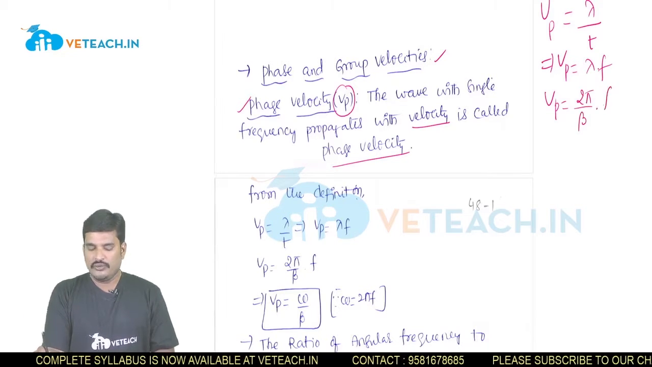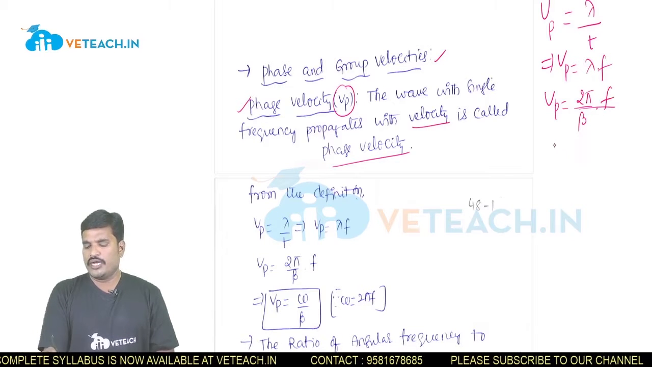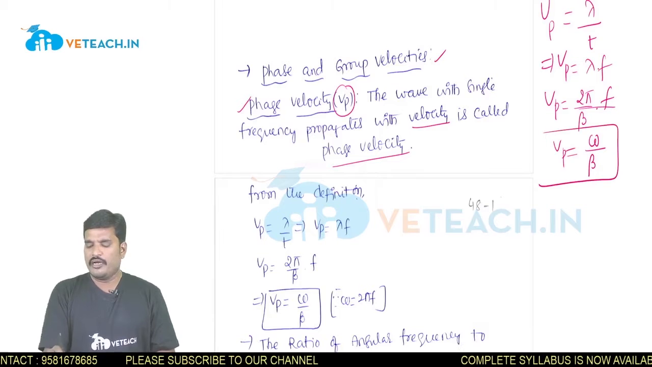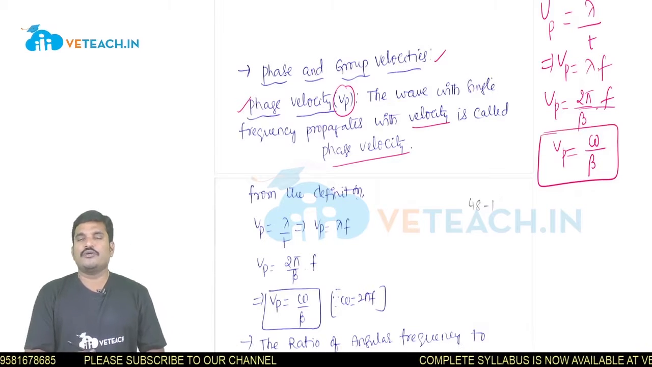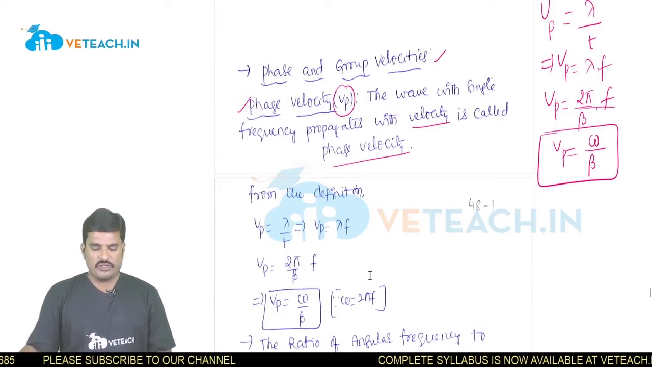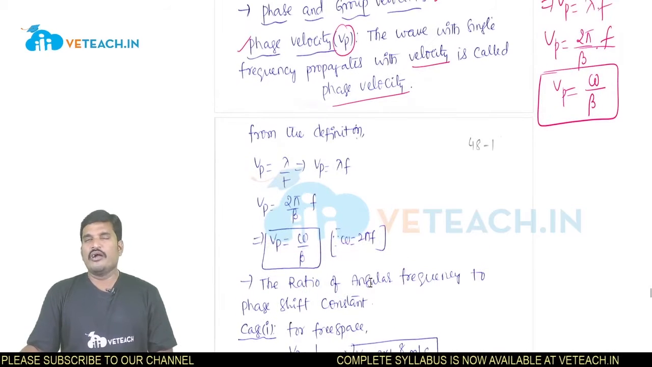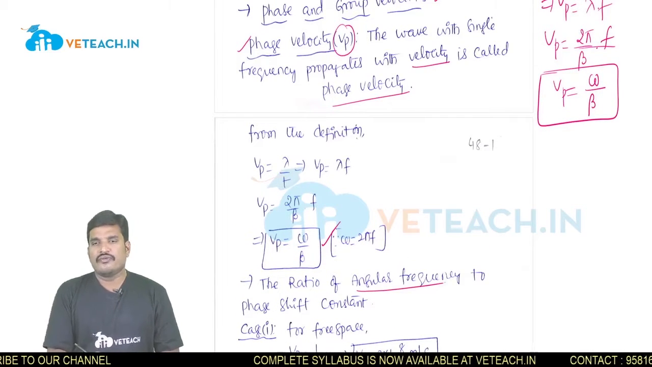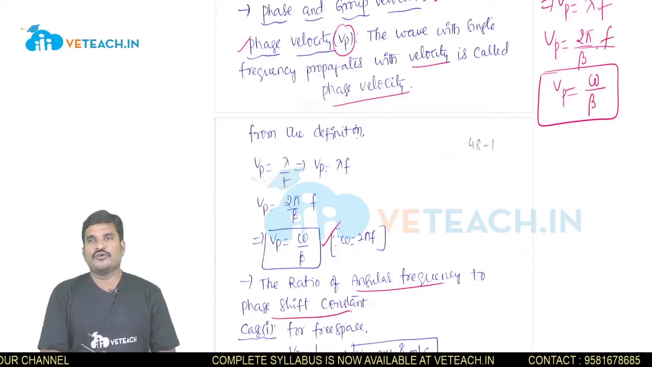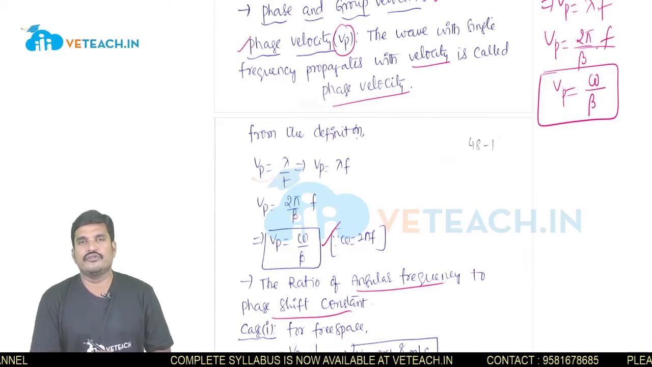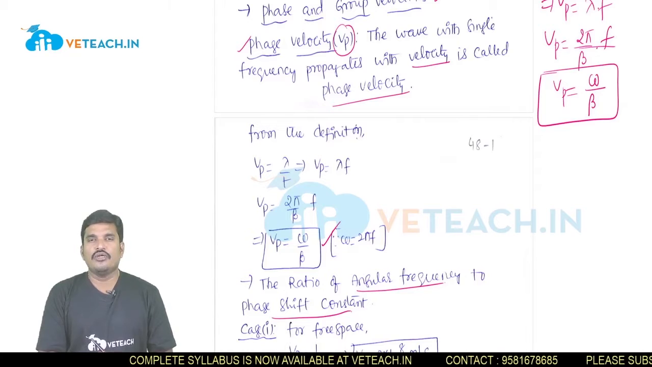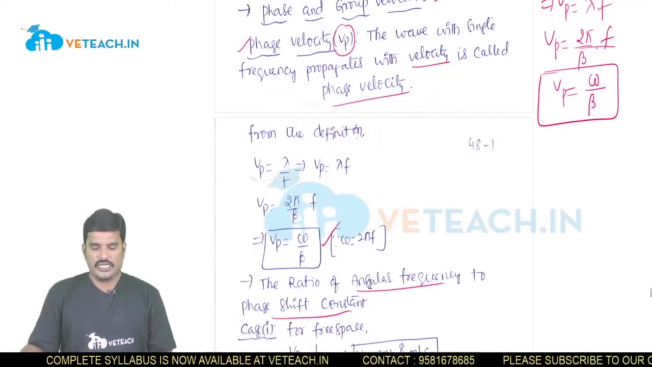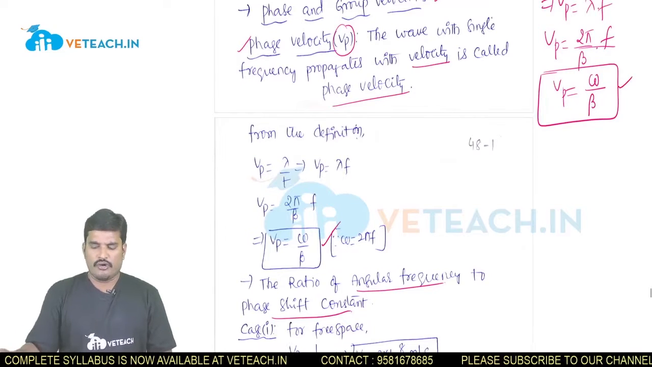So Vp is equal to 2 pi by beta into f, and 2 pi f is the angular frequency omega. So the expression is Vp, the phase velocity, is equal to omega by beta, which means it is the ratio of the angular frequency to the phase shift constant. Okay, the ratio of the angular frequency to the phase shift constant is called the phase velocity. Am I clear? This expression is very important.